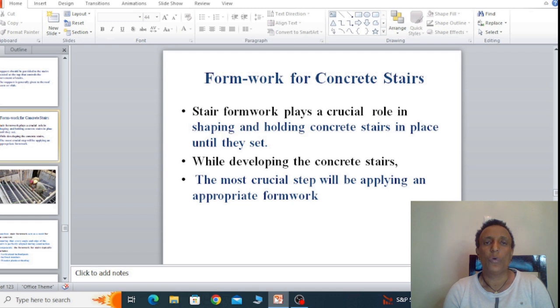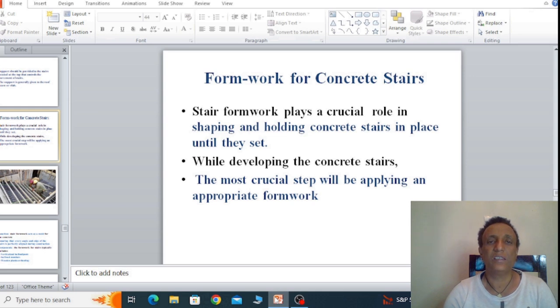Now we will see formwork for concrete stairs. Formwork is a temporary structure to support wet concrete because wet concrete is not able to carry its own weight and another weight is acting on it. For example, workmanship loading, equipment loading, vibrator loading, and different loadings can be acted on the concrete, so this concrete is not able to carry the loading during the wet stage, so it requires temporary support. This temporary support is called formwork.